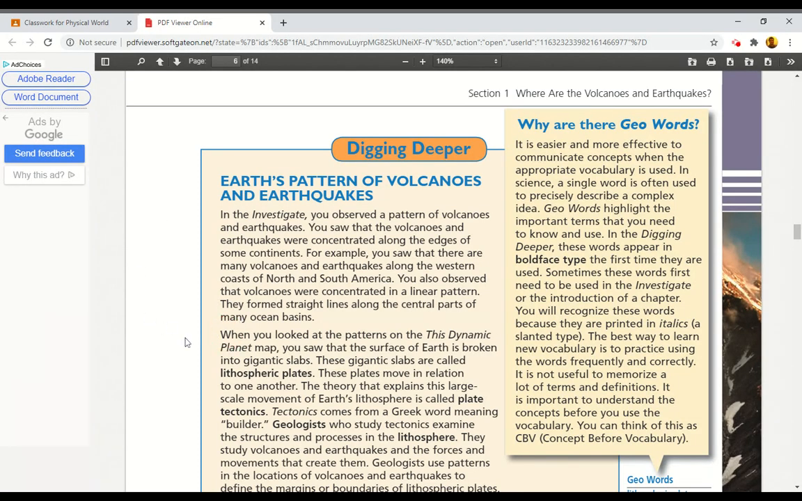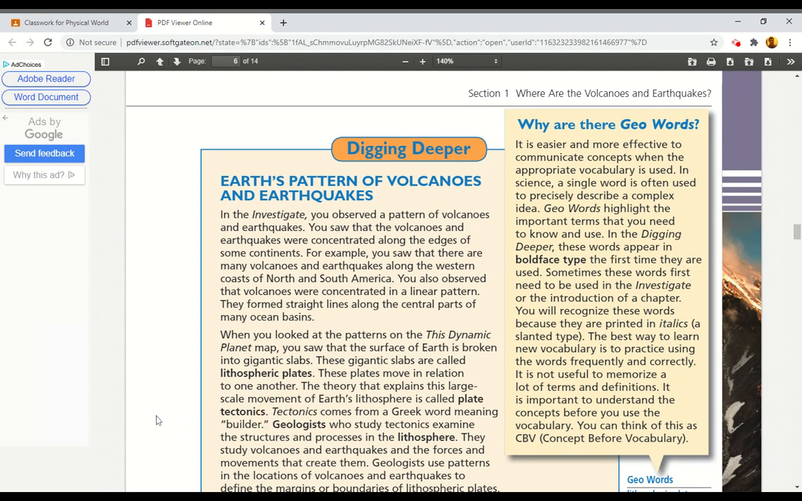When you looked at the patterns on this dynamic planet map, you saw that the surface of Earth is broken into gigantic slabs. These gigantic slabs are called lithospheric plates. These plates move in relation to one another. The theory that explains this large-scale movement of Earth's lithosphere is called plate tectonics.